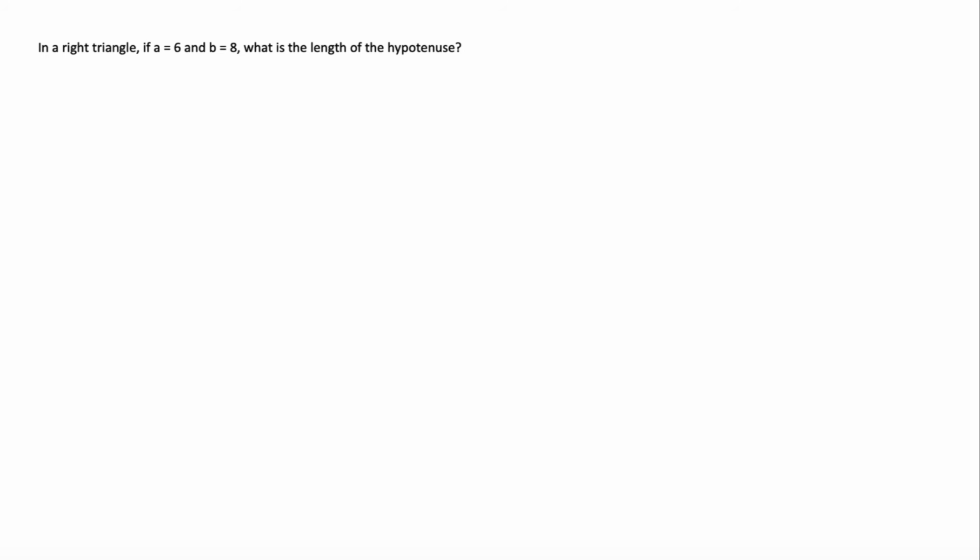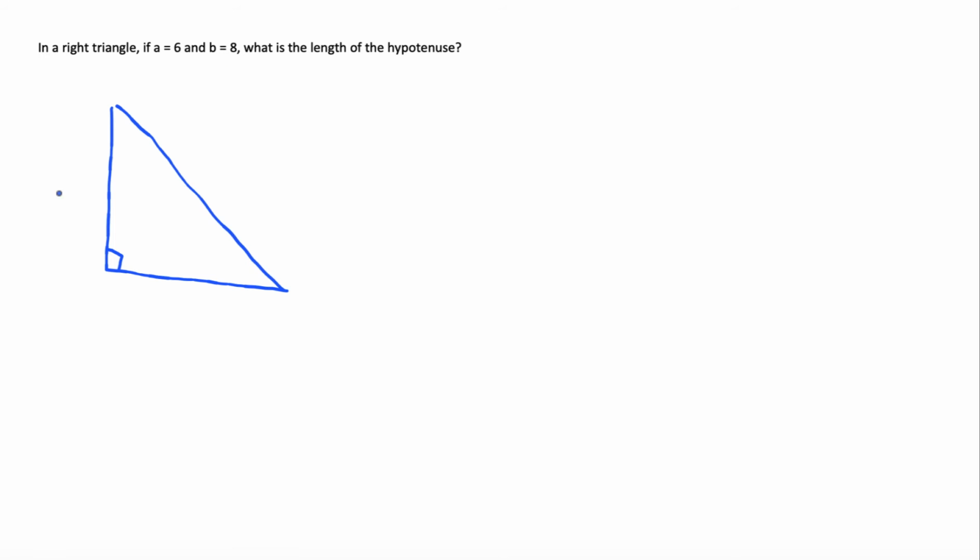In a right triangle, if A equals 6 and B equals 8, what is the length of the hypotenuse? All right, so we know that this is a right triangle. Okay, so we'll just draw a standard right triangle here. A right triangle means that we have one 90-degree angle. We know that the hypotenuse is the longest side here.